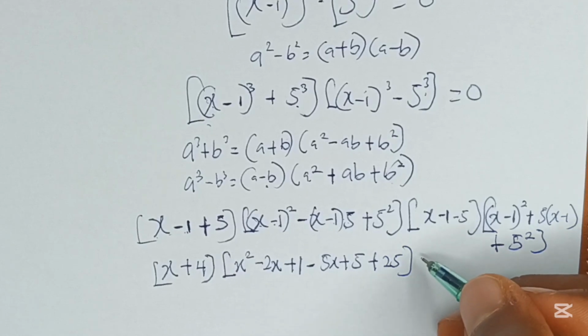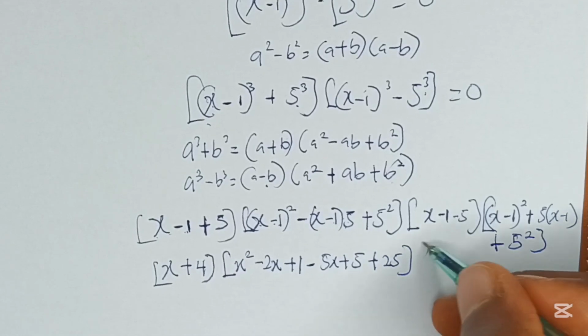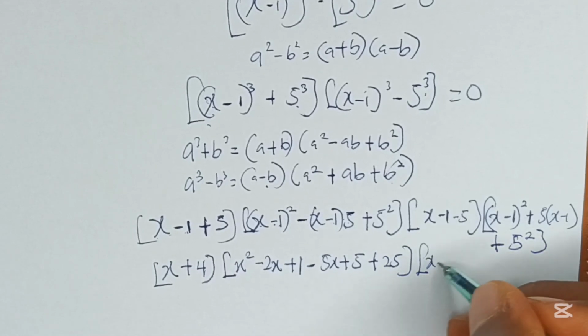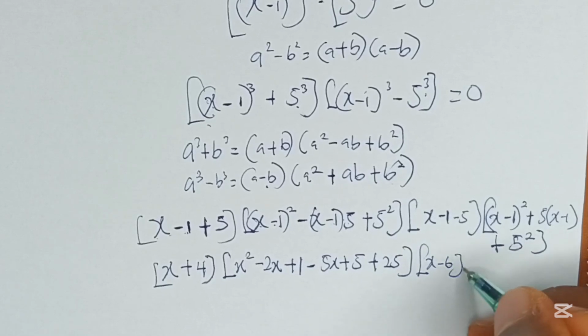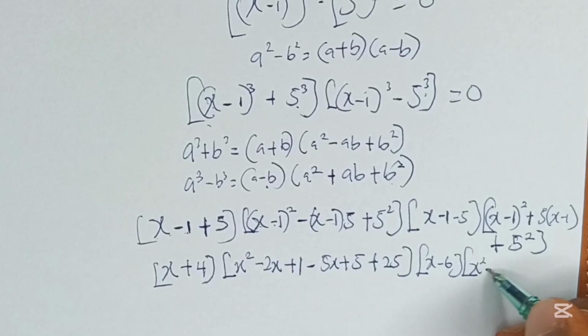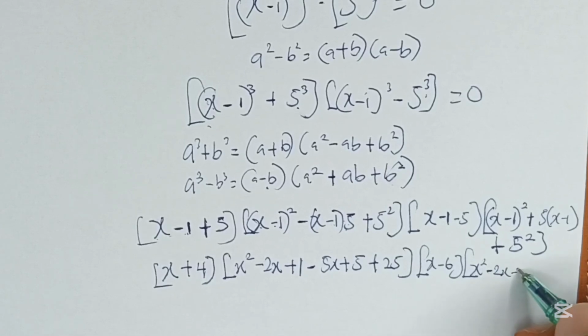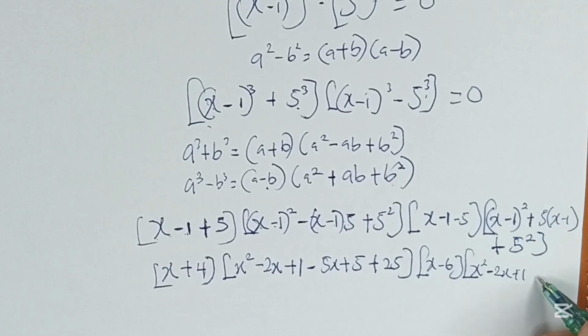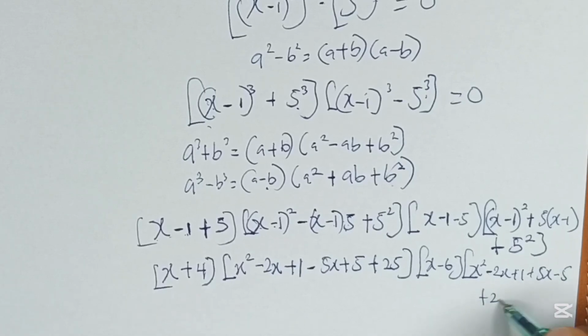Okay, now moving on, we now have that this side becomes (x - 6) multiplied by (x² - 2x + 1), which is what this is, plus 5x - 5 + 25.